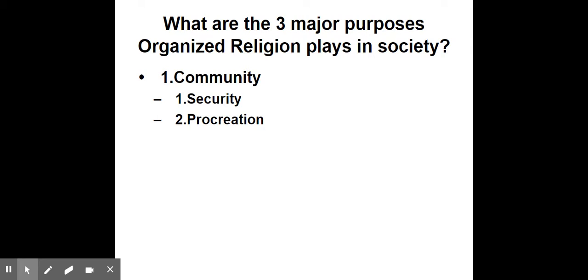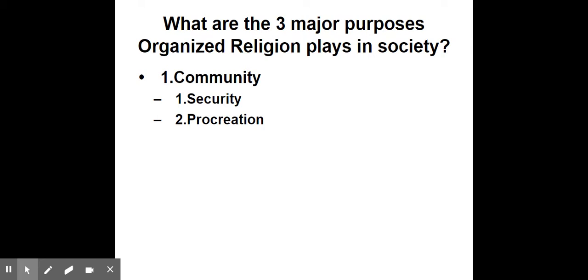You want to have future generations to continue the society, to continue the community, to continue the belief system. And you want to be sure that you pass on the society, the community, the belief system to your children. So it impacts procreation as well.